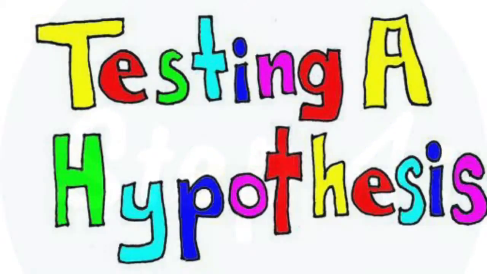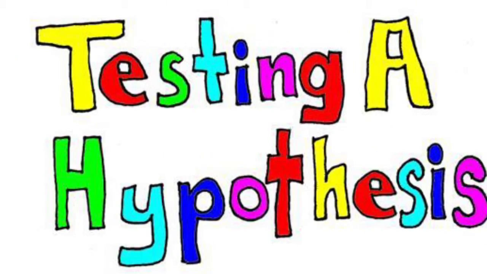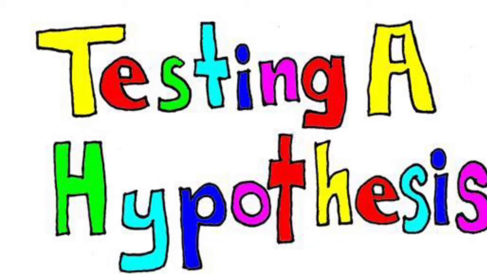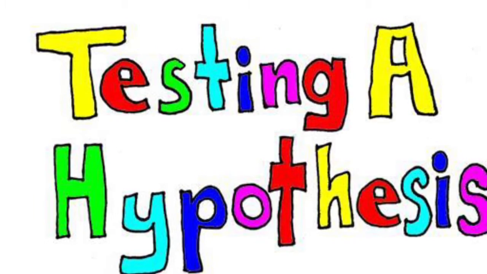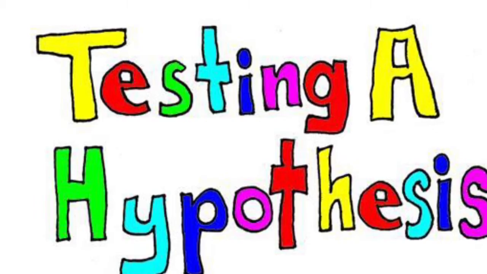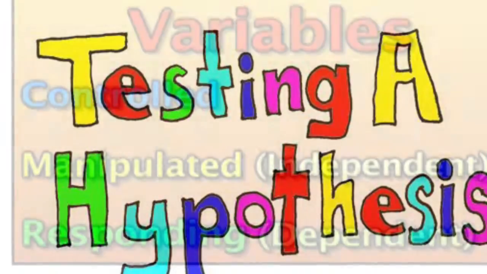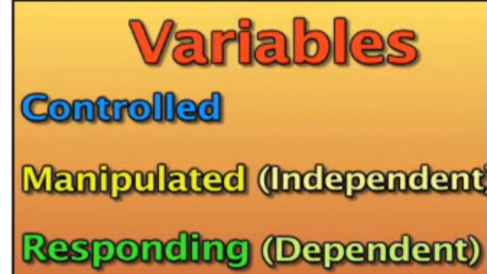Step 4. Test your hypothesis. Use an experiment to test your logical answer to the problem. Make sure to use controlled conditions to test your hypothesis. A controlled experiment is the experiment where everything is the same except the variable. A variable is something in the experiment that changes.